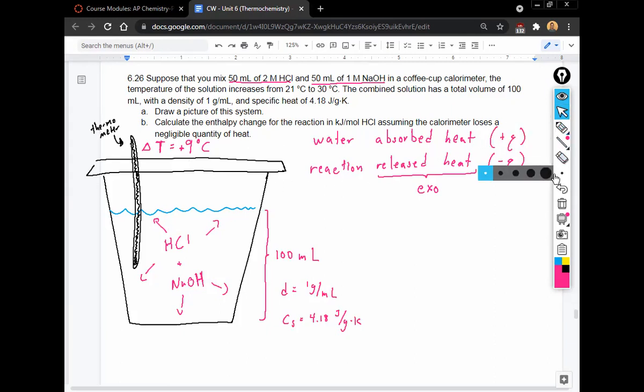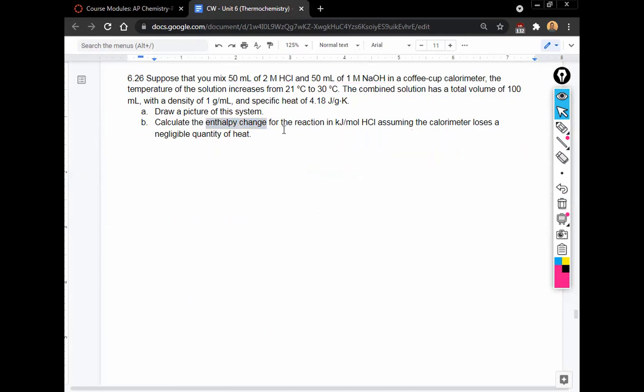All right, so let's start doing part B now. We're going to calculate the enthalpy change for the reaction, assuming the calorimeter loses a negligible amount of heat, which means just use the numbers. You don't have to think about how much energy is lost. We're looking for the enthalpy change. The units are going to be kilojoules per mole of hydrochloric acid, which means we have to end the problem with kilojoules per mole of HCl. All the calculations we do need to take us to this point.